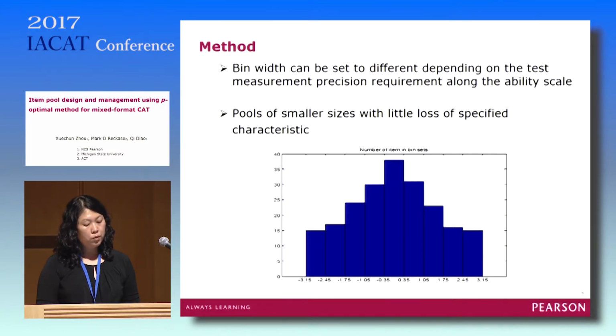So the result is a pool of smaller size with little loss of specified characteristics. If you use p equal to 1, which is 100% optimality, then you will probably end up with a very large item pool. However, using p-optimality, the pool size can be significantly smaller, but with little loss of specified pool characteristics.